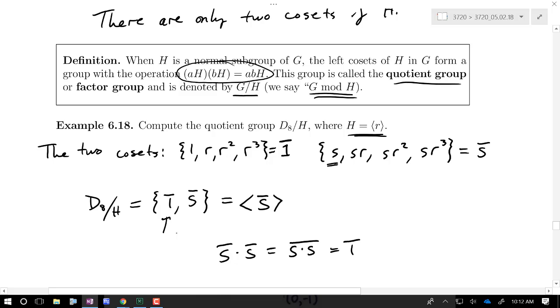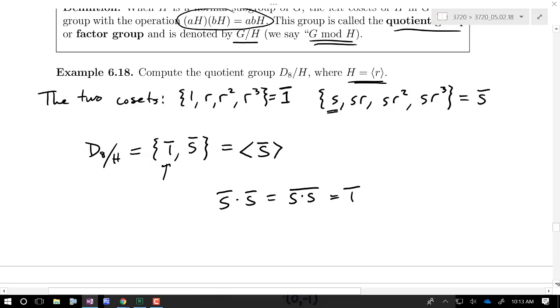What this says is a little bit more than just the fact that S times S is equal to the identity, which we knew was true in D8. What it says is if I take any element in the S coset and multiply it by any element in the S coset, maybe SR and SR cubed, I will get an element in the 1 coset. How's that so far?